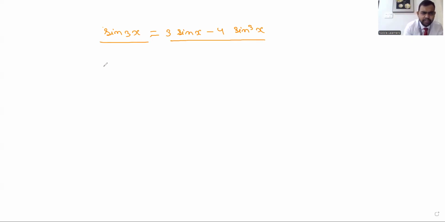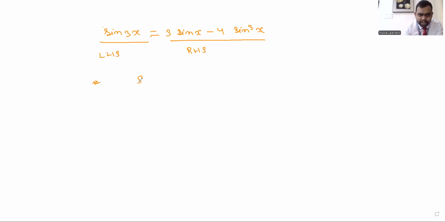Let us consider this one as your LHS, left hand side, and this one as your RHS, right hand side. So basically you have to prove that your left hand side is equal to your right hand side. Before going into this question, let us understand one of the formulas which we are going to use in order to solve this question.